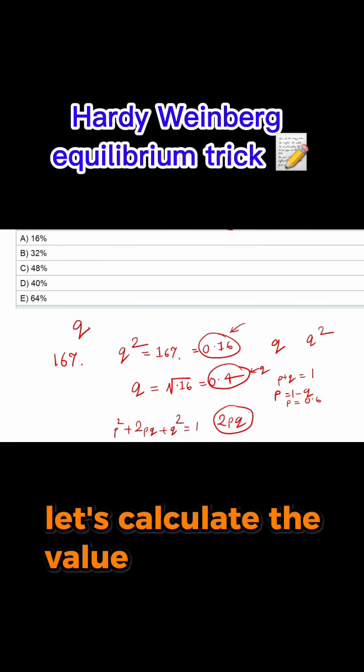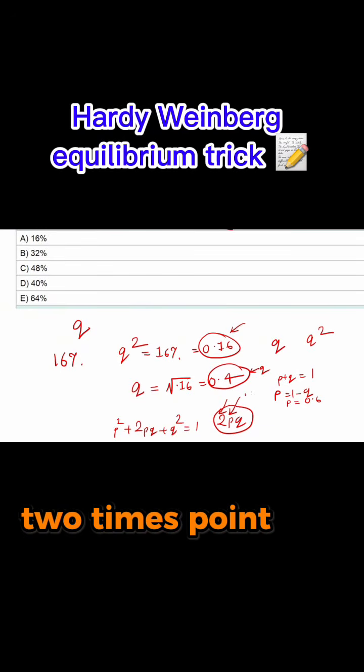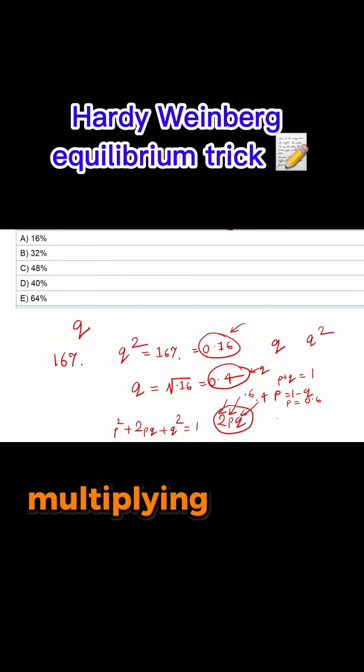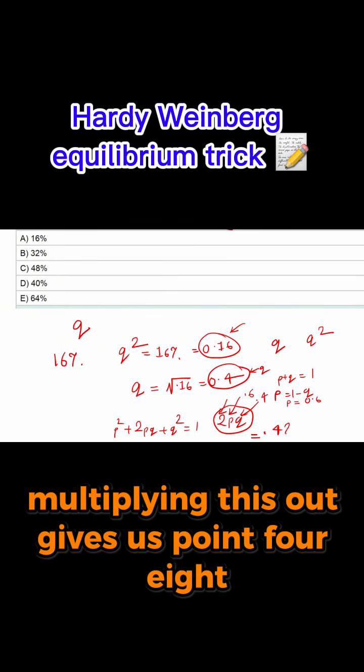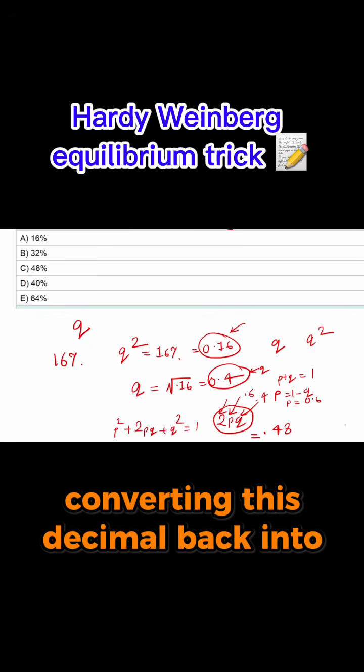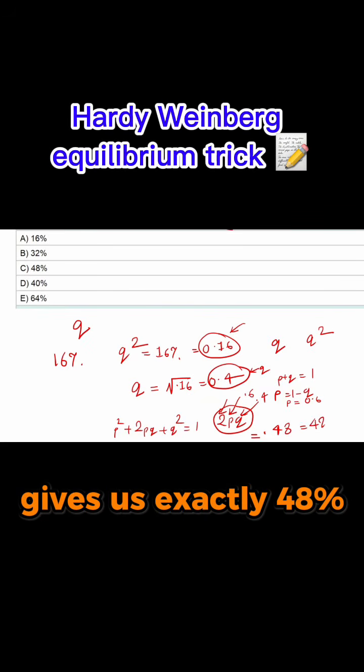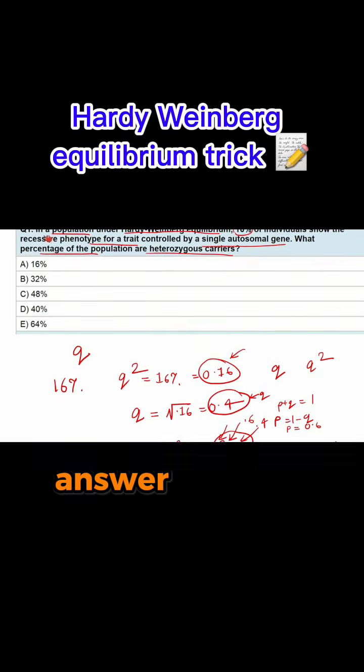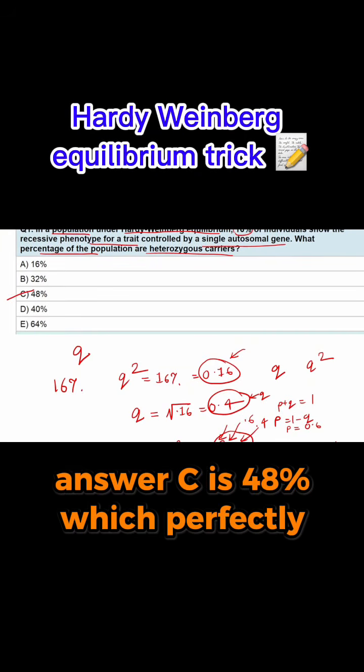Let's calculate the value step by step. 2 times 0.6 times 0.4. Multiplying this out gives us 0.48. Converting this decimal back into a percentage gives us exactly 48%. Looking at our options, answer C is 48%, which perfectly matches our calculation.